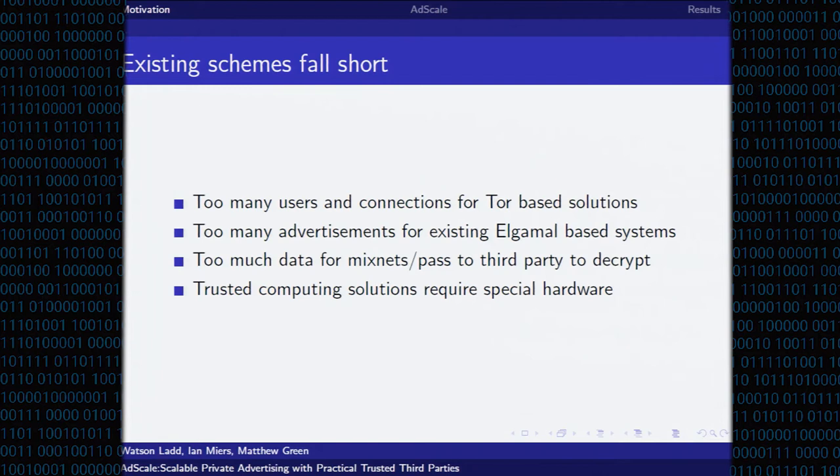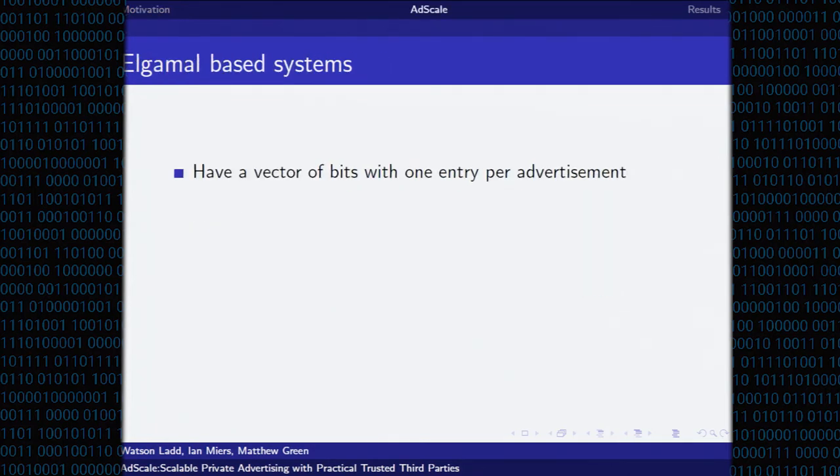Trusted computing has been suggested. It requires special hardware. SGX is not yet available on EC2 instances. That was the level of deployability we needed. So let's talk about Elgamal-based systems some more.